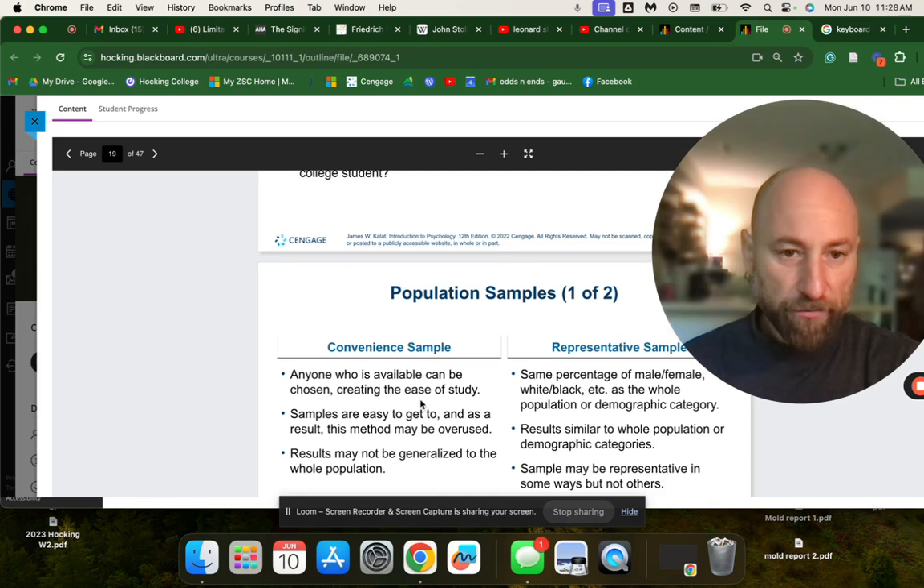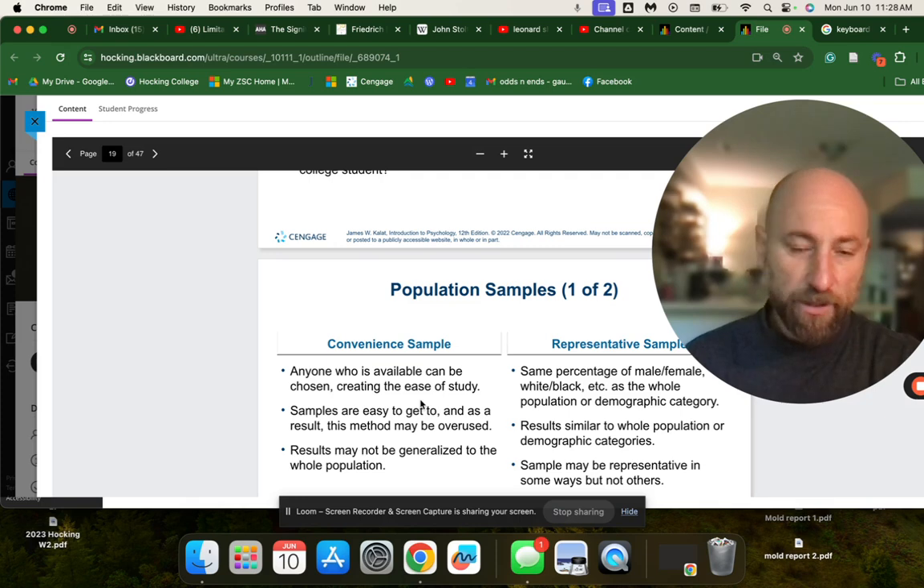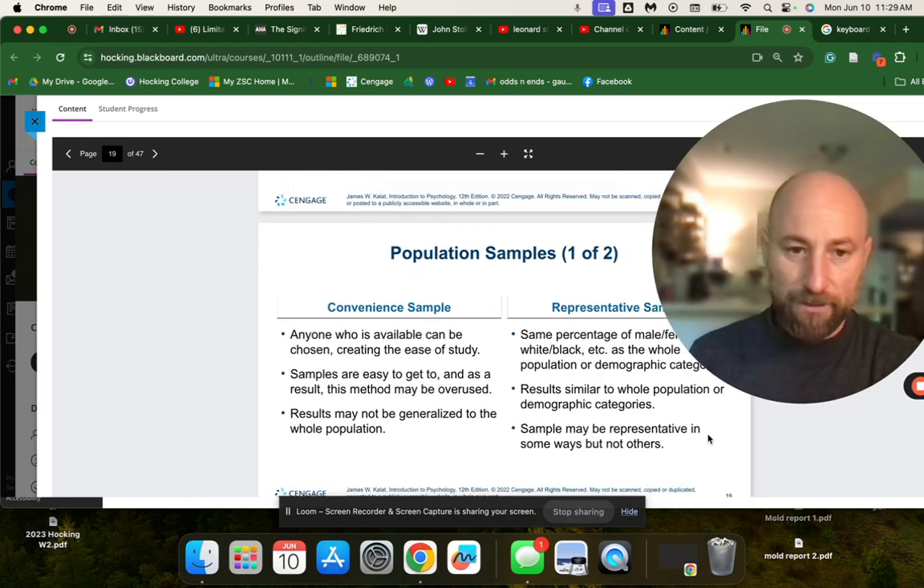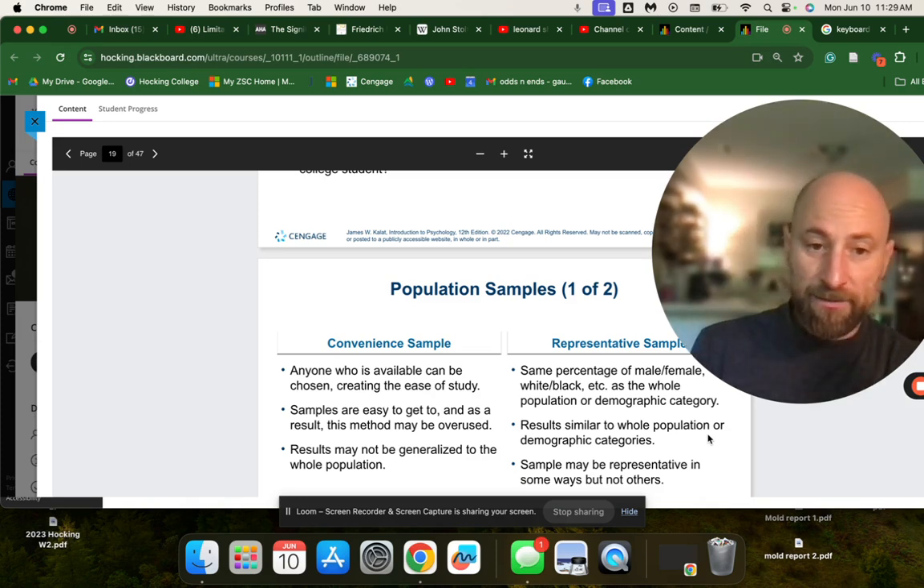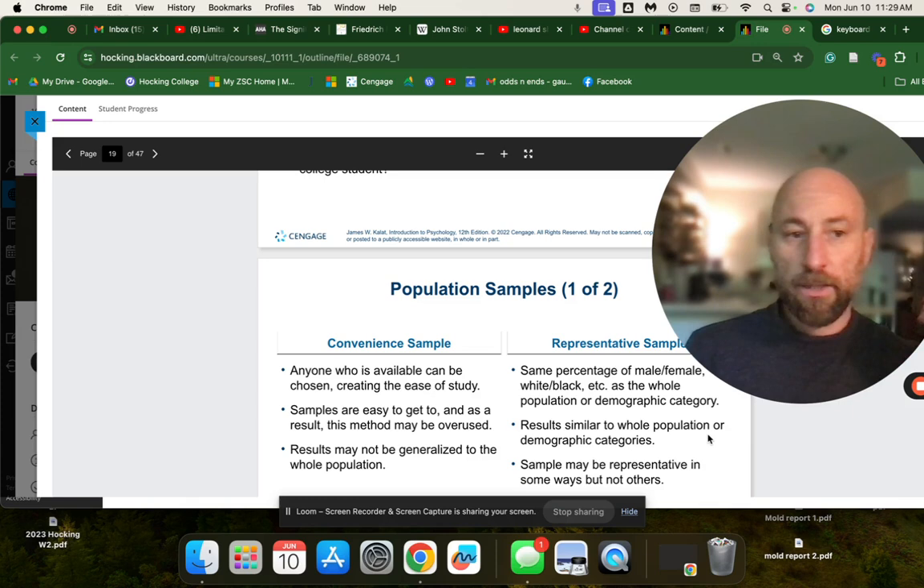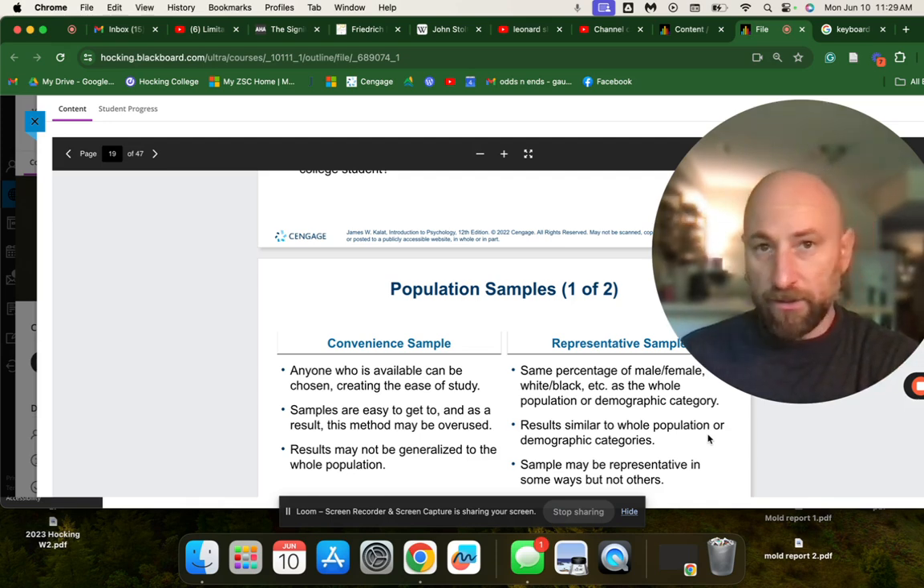A representative sample has the same percentage of male, female, white, black as the whole population or demographic category, and results similar to the whole population demographic categories. A sample may be representative in some ways, but not others. So basically, when we go out of our way to try and get a sample that looks like the population we're trying to study. If you're trying to do a study about trauma, you probably don't want a sample of all kids whose parents are millionaires. There's going to be a lot less trauma in that group. They're not going to be representative of kids who are from rural Appalachia or inner city Chicago.